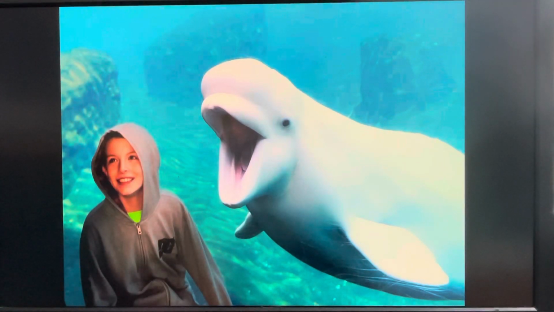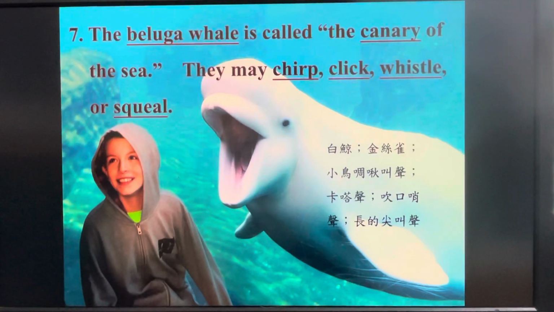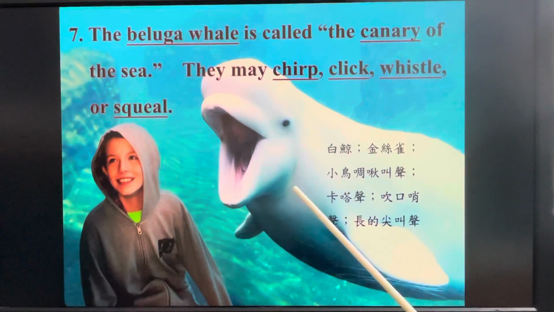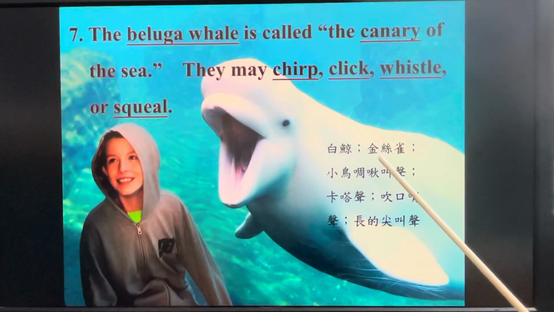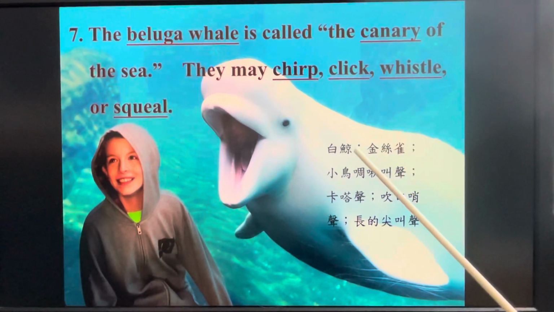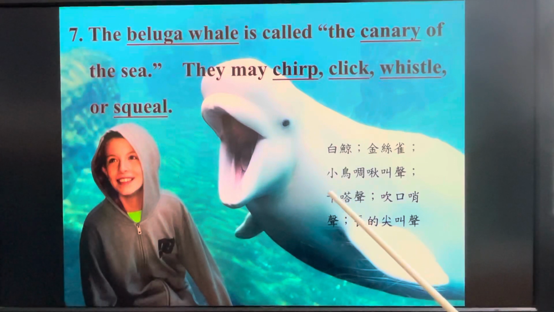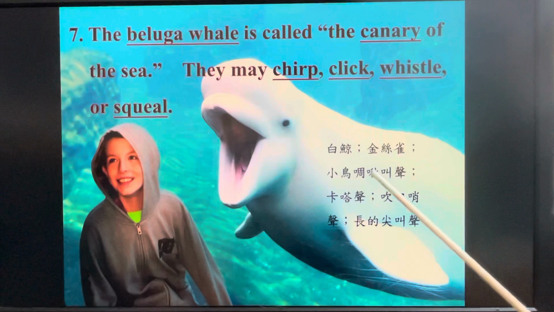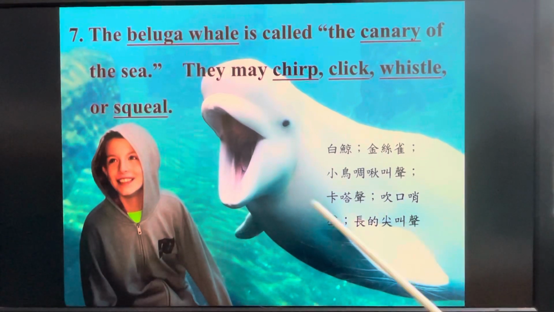Okay, this whale is beluga. Let's take a look. The beluga whale is called the canary of the sea. They may chirp, click, whistle, or squeal. Beluga whale, 白鲸, so cute. We call them the canary of the sea, 海里面的金丝雀. Why? Because they can make beautiful sounds like chirp, choo-choo, click, cluck, cluck, whistle, or squeal.